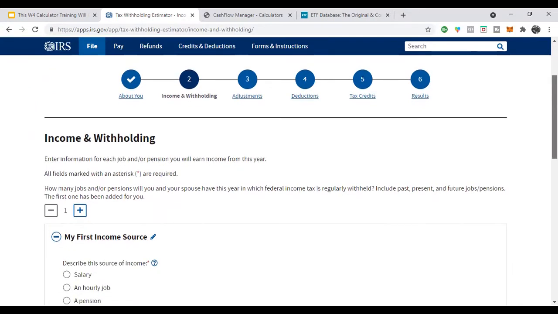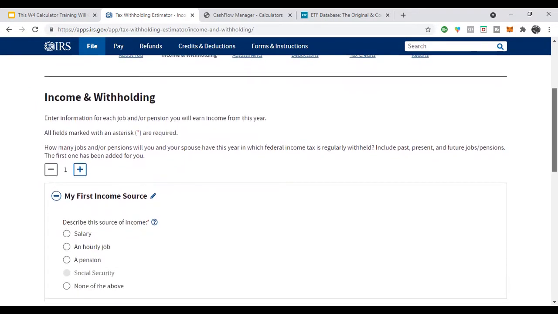Let's talk about the income and withholding. Enter information for each job and or pension you will earn income from this year. All fields marked with the asterisk are required. How many jobs and or pensions will you and your spouse have this year in which federal income tax is regularly withheld? Include past, present, and future jobs and pensions. The first one has been added for you.